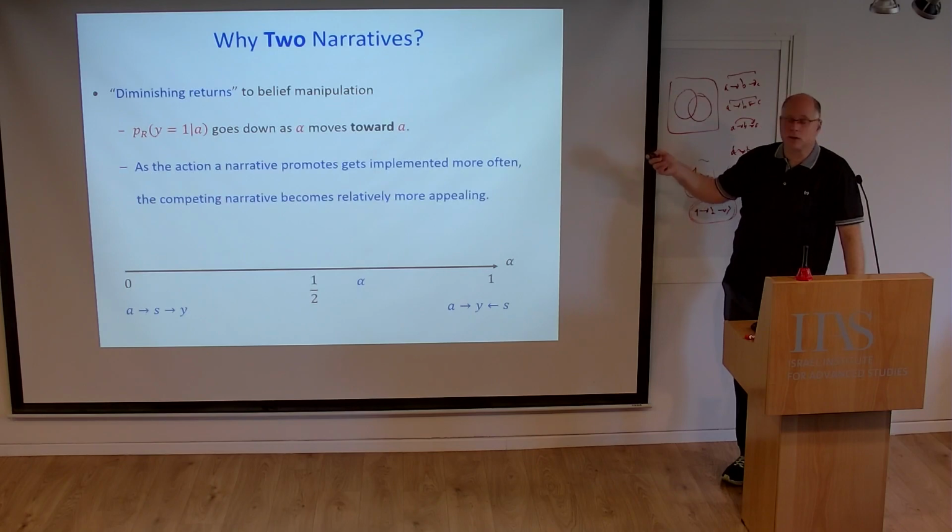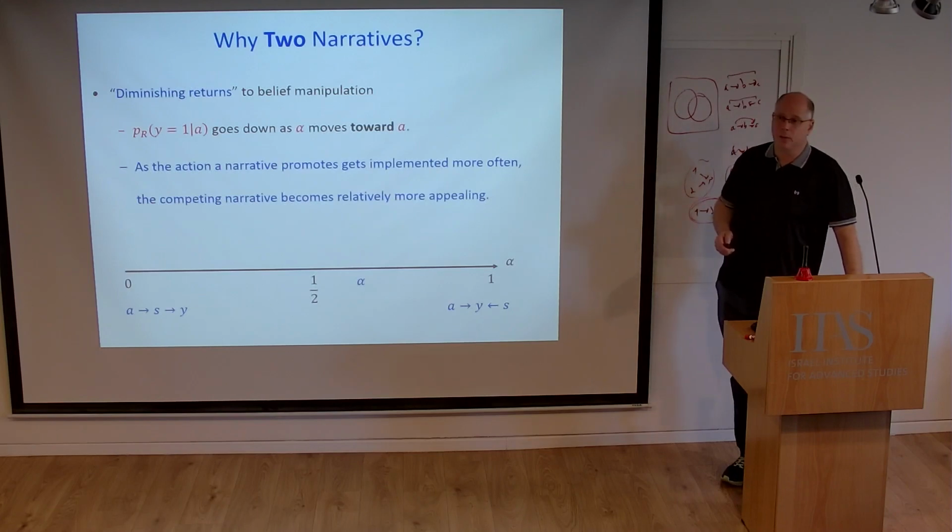Is this dynamic process, or this diminishing returns property, general? No. In some cases, it will be true. In some cases, it won't. And an open question is trying to understand when we have this diminishing returns property, and when we don't. It's an open technical question.